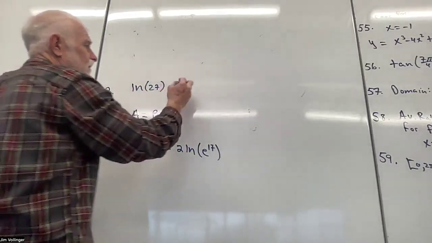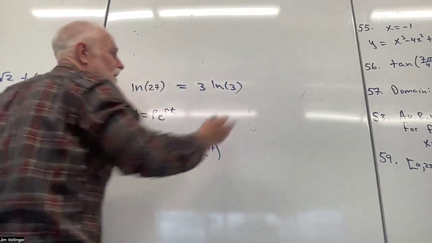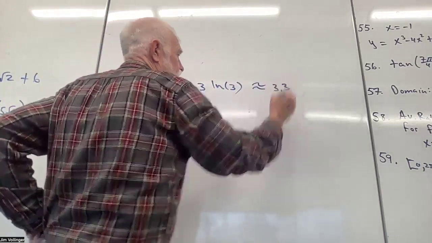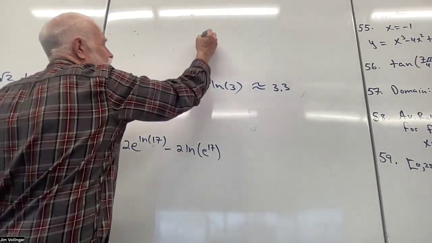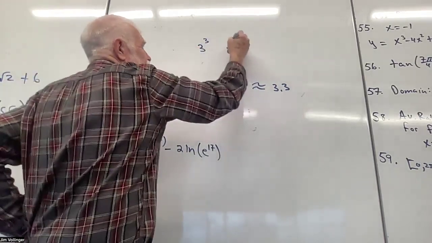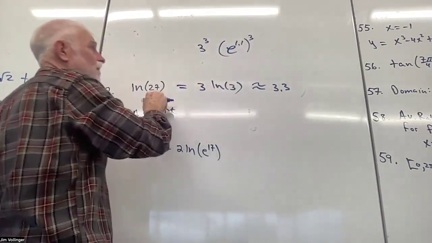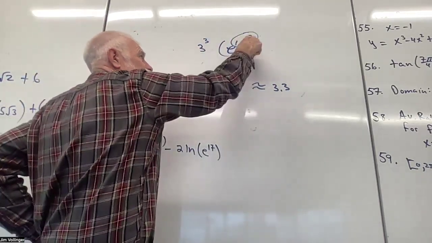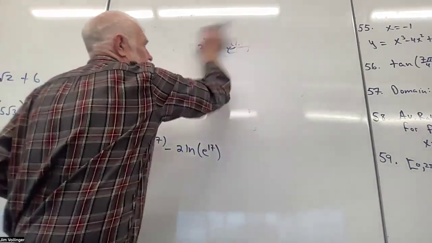ln of 27 is equal exactly to 3 ln of 3, I'll explain that more in a moment, which is approximately, and I asked for an approximation, 3.3. Okay, so 27 is 3 cubed. In e notation, 3 is e to the 1.1, approximately 3, and this is looking for the exponential activity. Power to power is multiplication. There's your 3.3. All right, I forget what I asked.